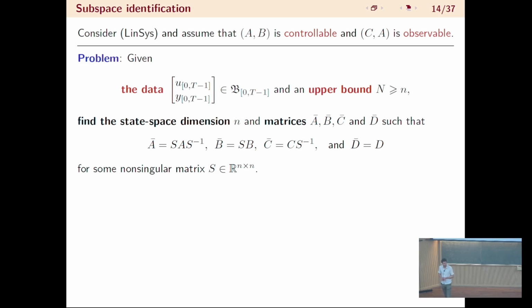Small n, how do you get to know? So it is known a priori? No, small n is not known. Only the upper bound, capital N, is known. So the problem is to actually find small n. And so we want to find the state space dimension n from the data. That's the problem. Is that clear? Okay.